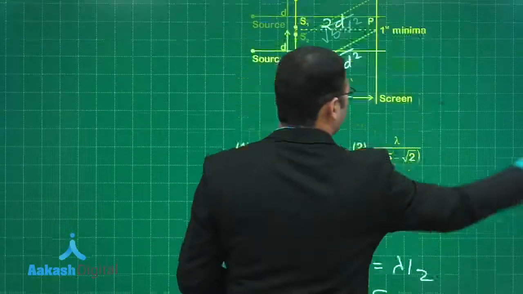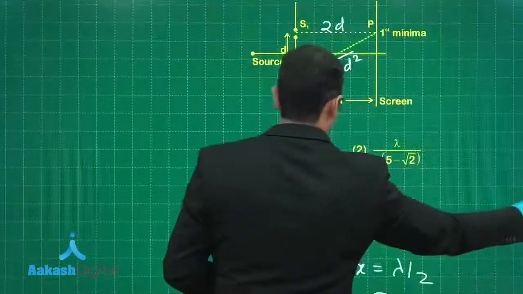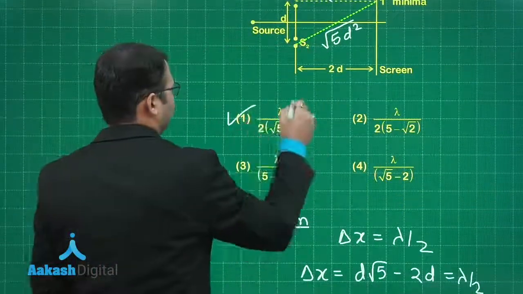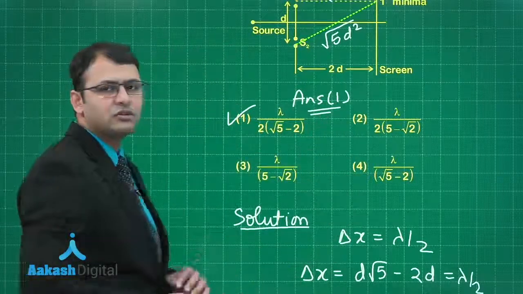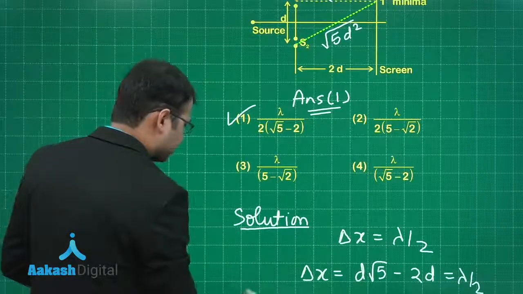Let's see which is the best suited option here. Among the 4 options given, option number 1 is the right answer to this question. Hope you have understood this one very well. Let's move ahead for our next question.